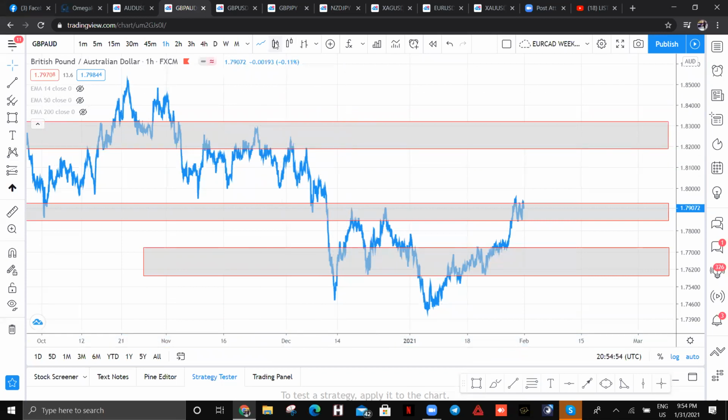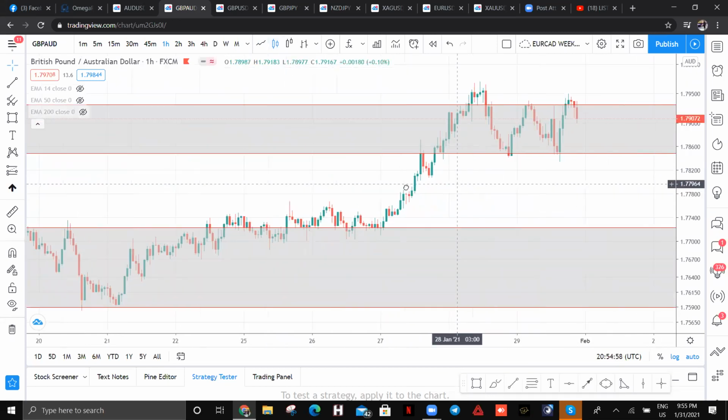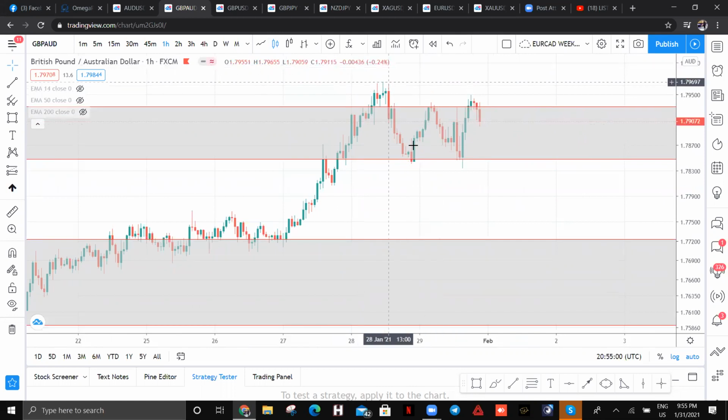I will change it to what? Candlestick. You can reset it and check. So you can see what price is doing here. You see the beautiful W that price did here. So price is still within this zone that we drew here.